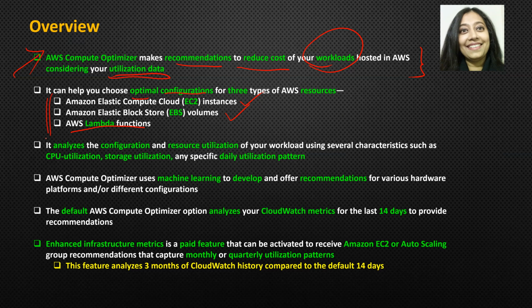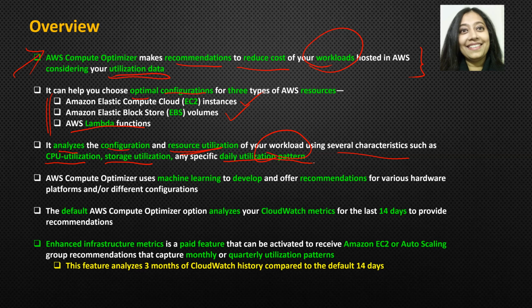How does it do that? This particular service analyzes the configuration and resource utilization of your workloads using several characteristics such as CPU utilization, storage utilization, or any daily utilization patterns that you may have. So you can see that it collects all this information, and using all this information, it provides a recommendation to you that, hey, this is how you can optimize this particular workload, going further ahead and basically reduce cost and improve performance. But how does that do that behind the scenes?